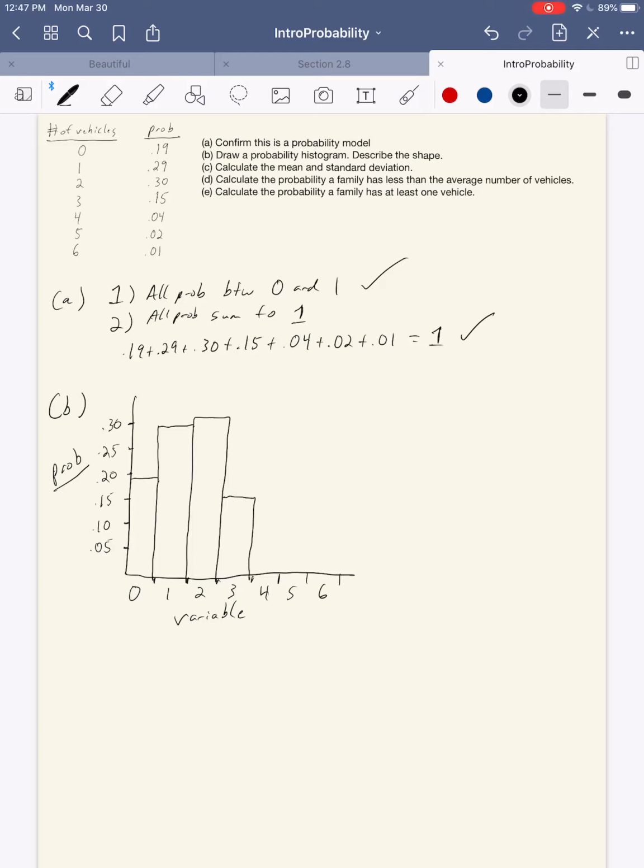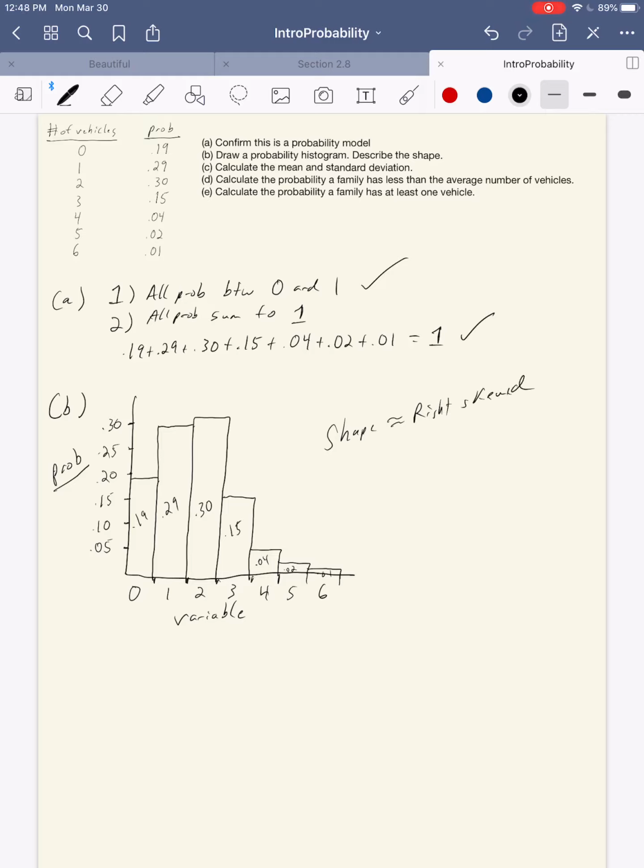Then 0.04, then 0.02, and then 0.01. And again, if you wanted to, you could fill those in. This is 0.19, this is 0.29, 0.30, 0.15, 0.04, 0.02, and 0.01. What sort of shape would we see here? Well, this seems to be the middle, right? There's no room out to this side for a tail. Looks like a bit of a tail this way. So we'd probably call the shape here approximately right skewed.